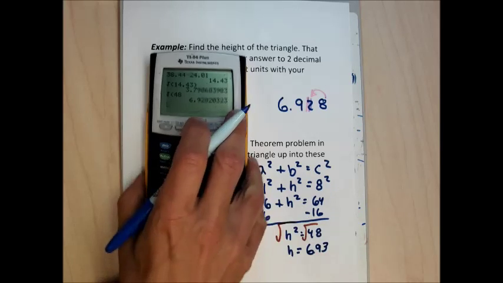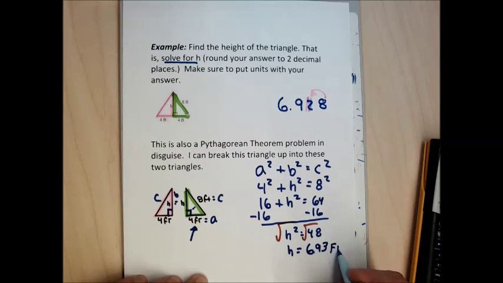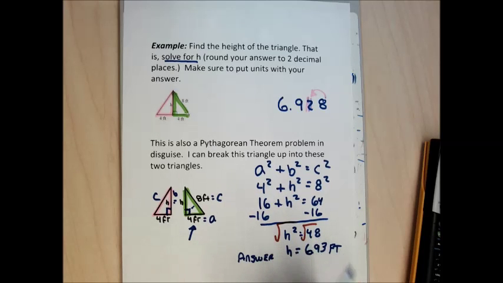In my answer, I'm going to put 6.93. It's the length of a side, so I'm going to put feet down. That's all I was asked to do for this problem, is to figure out what h is.